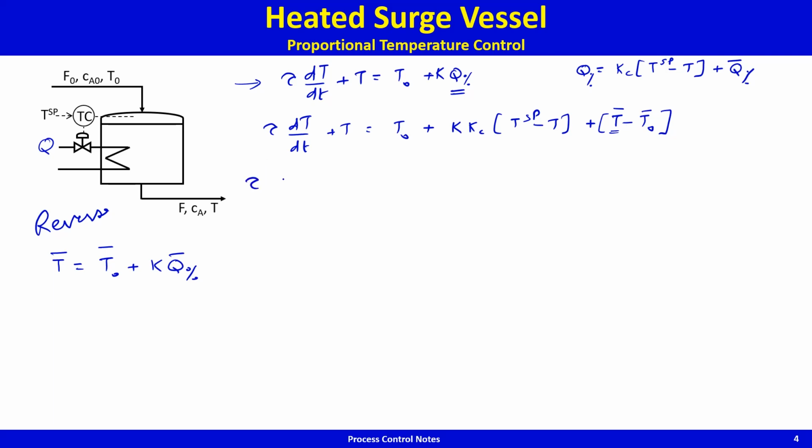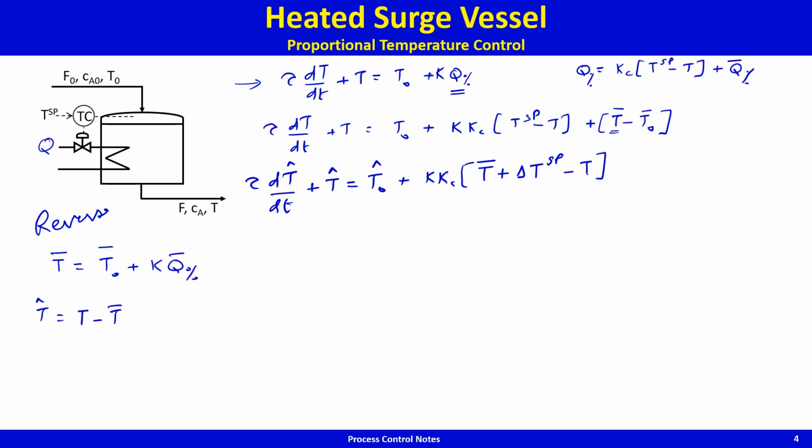Then what I'll get is t times tau times, where t tilde is the deviation variable t minus t steady state, plus t tilde, because t minus t over bar is t tilde, is equal to t naught minus t naught bar, which is the deviation in t naught, plus kkc, and the t set point is initially going to be t bar, and then I'm going to increase that set point by a delta t, minus t.